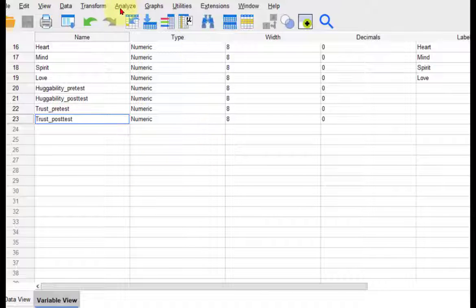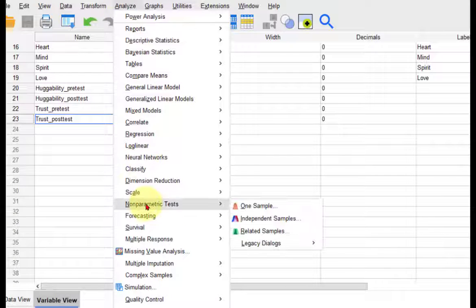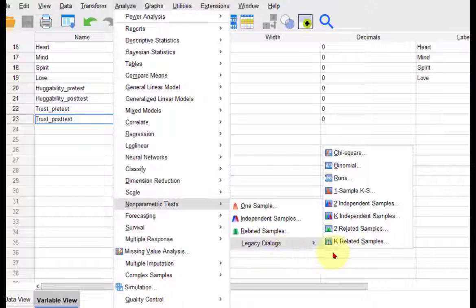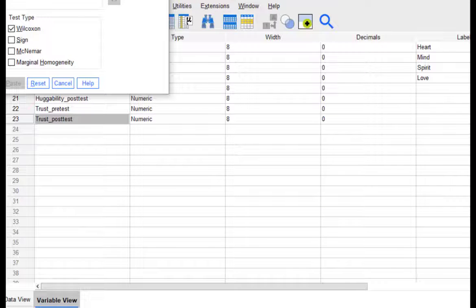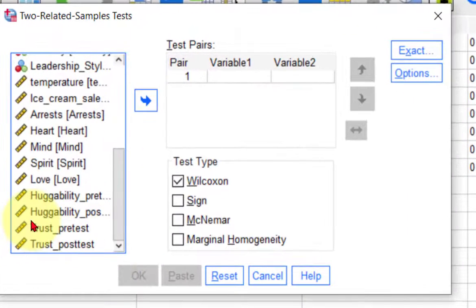So we're going to go to Analyze, Non-Parametric Tests. This time I'm going to go to Legacy Dialogues, and I'm going to go to Two Related Samples, right? Because they are repeated measures. That means they're dependent on each other, also called related samples. Click OK. And we're going to kick them both in there.